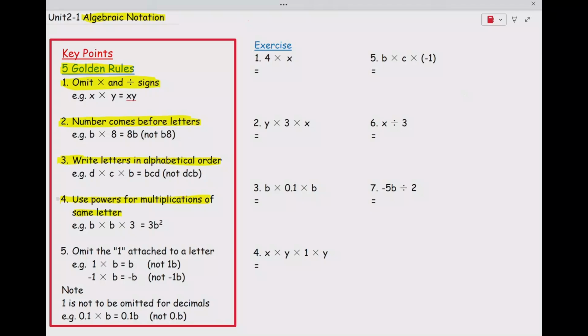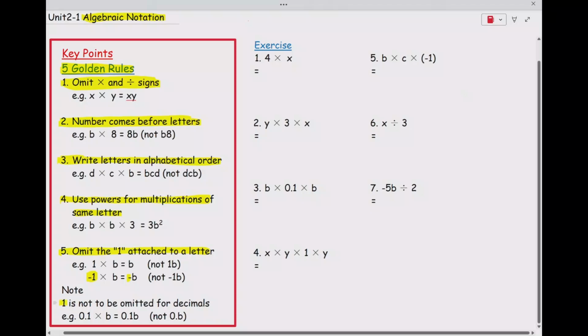Rule 5. Omit the ones attached to a letter. For example, if 1 times b is given, it is b, not 1b. In the case of -1, only minus is written, and the 1 is omitted. So, -1 times b is expressed as -b.